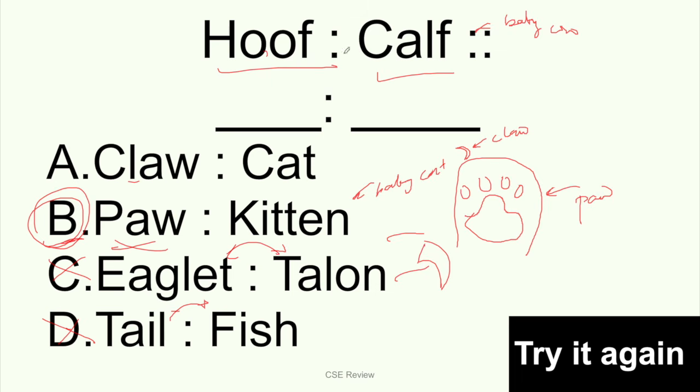Ano ba ang left at ang right? And then you repeat it everywhere. Kasi ang hoof ay paa ng calf, which is a baby cow. Ang paw ay paa ng kitten, which is a baby cat. So, this is the best answer.